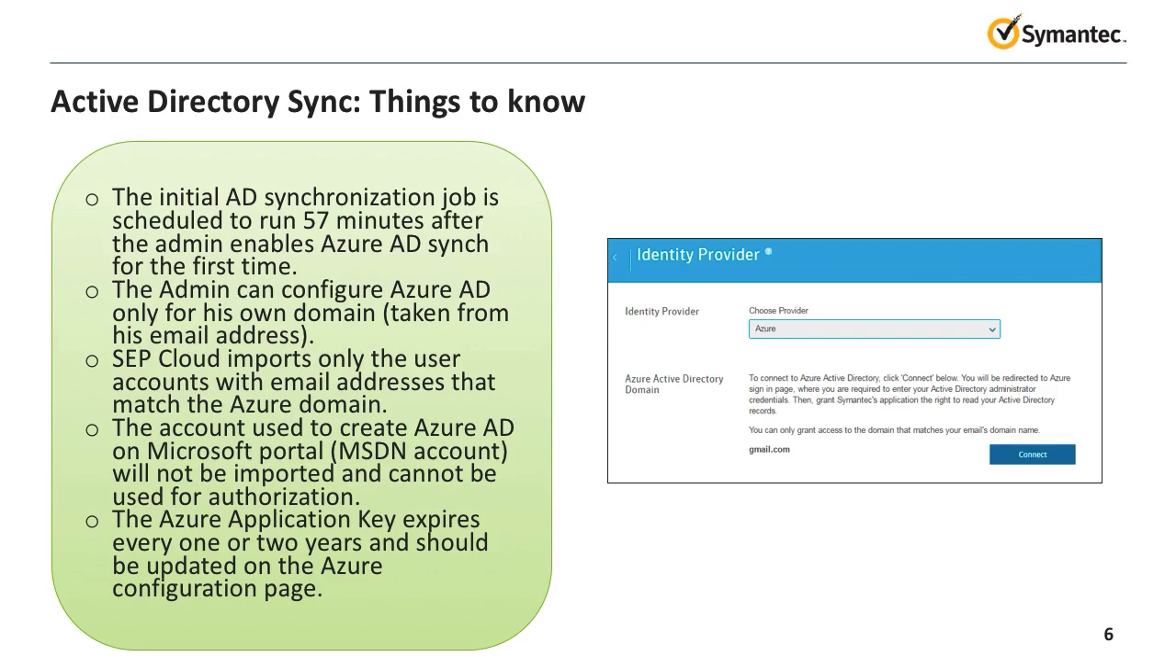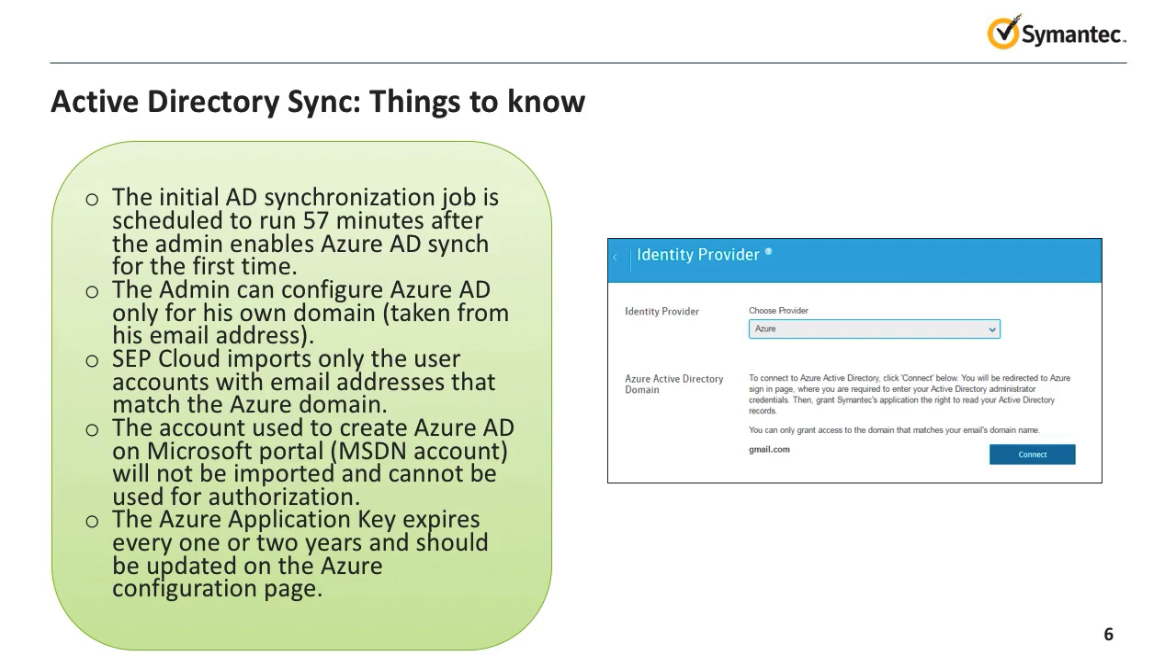SEP Cloud imports only the user accounts with email addresses that match the Azure domain. The account used to create Azure Active Directory on the Microsoft portal will not be imported and cannot be used for authorization. The Azure application key expires every 1 or 2 years and should be updated on the Azure configuration page.